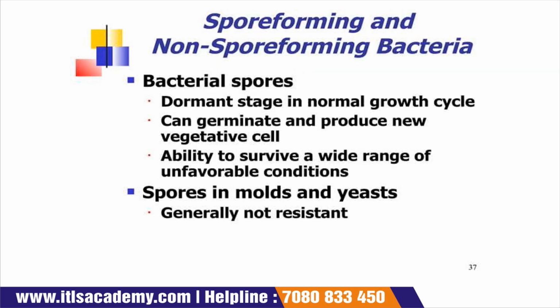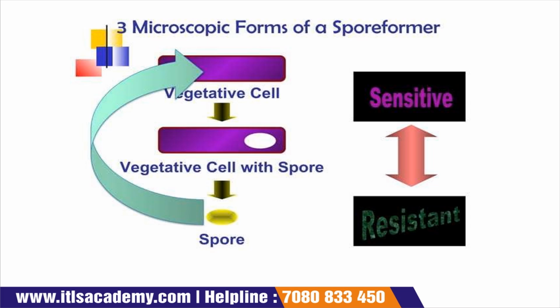Bacterial spores are a dormant stage in normal cell growth and can germinate and produce new vegetative cells. They have the ability to survive a wide range of unfavorable conditions. Spores in mold and yeast are generally not resistant. Three microscopic forms of spore forming: vegetative cell, vegetative cell with spore, and spore.